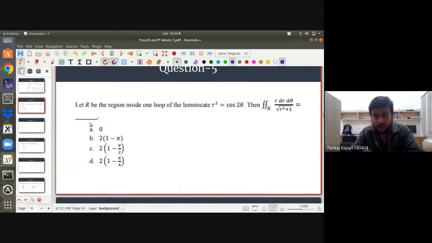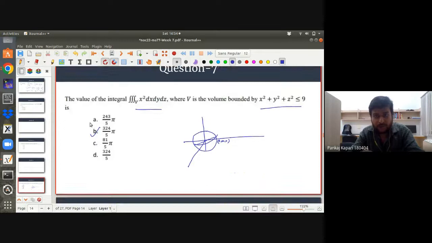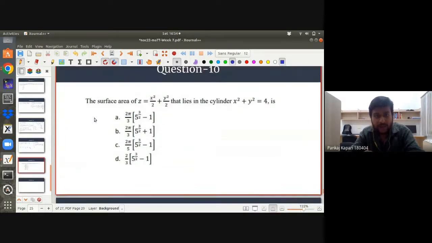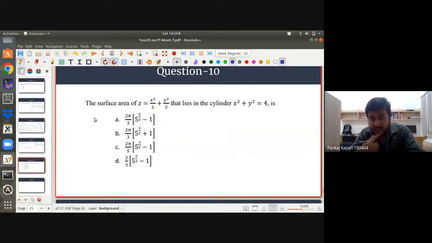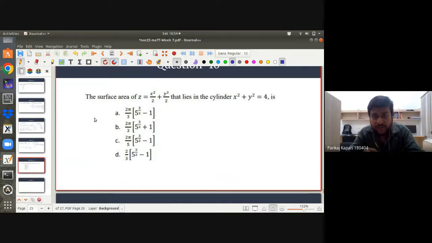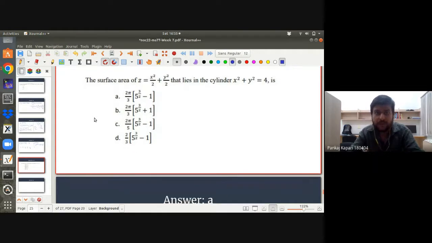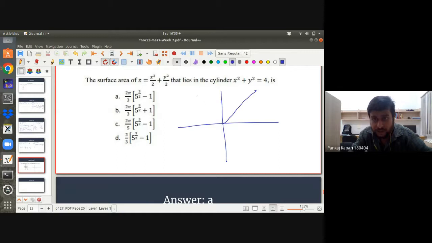Okay, which question should I solve now? Because all these problems are similar. So there is only one problem which is a little bit different. It says to find the surface area of this conical surface that lies in the cylinder x squared plus y squared equal to 4. So let's do this problem. So this is a cone. Okay, so this is our cone.